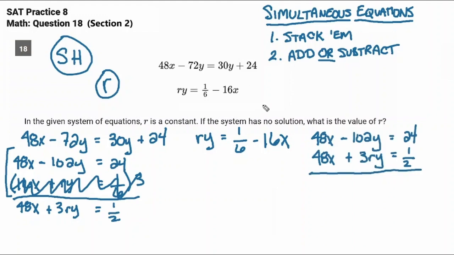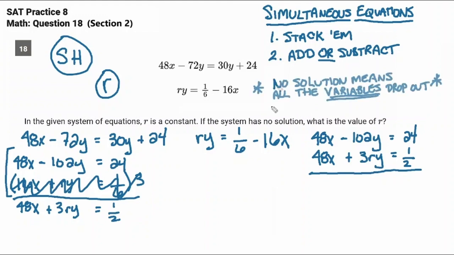Okay, last wrinkle. This system has no solution. What the heck does no solution mean? No solution means all the variables drop out. And I've double underlined variables. X is a variable. Y is a variable. What's R? First of all, it's what we're looking for. Second of all, it's a constant. A constant is just a number that ETS is hiding from you. So that is not going to drop out, and we don't want it to drop out.